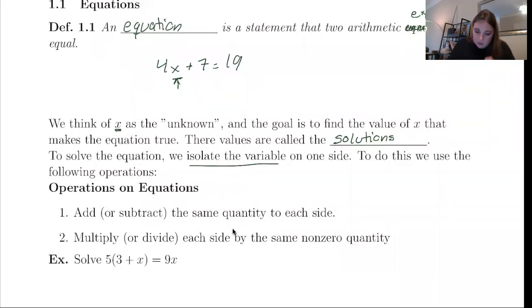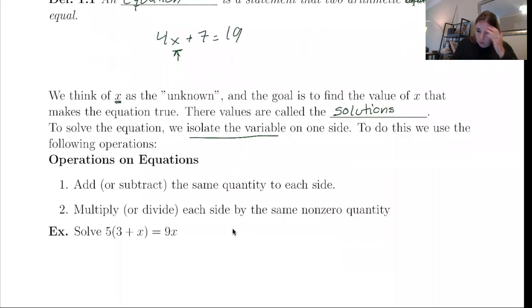To isolate our variable, we do the following operations. We'll either add or subtract the same quantity to each side. If you've ever heard the analogy, it's like a seesaw. I can't just add 6 onto one side. Then it's a different equation. You're asking a different question. So what I do to one side, I have to do to the other. I have to be fair.